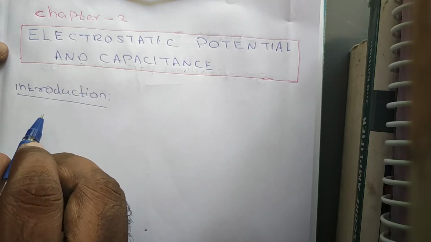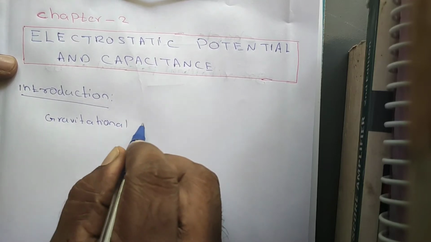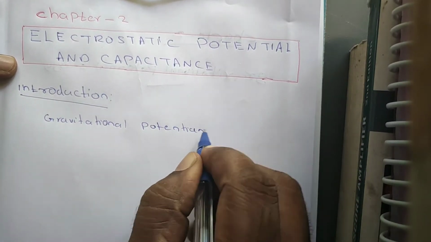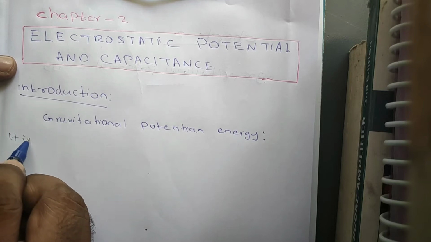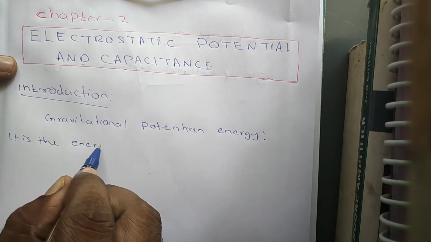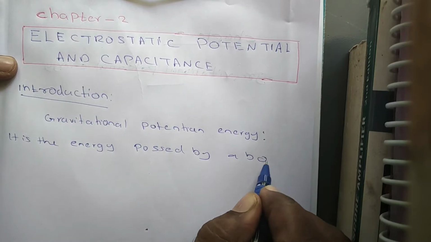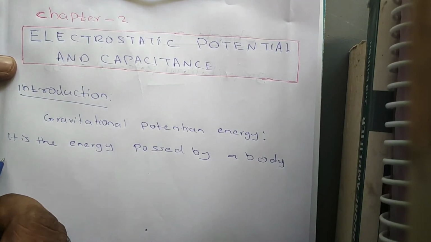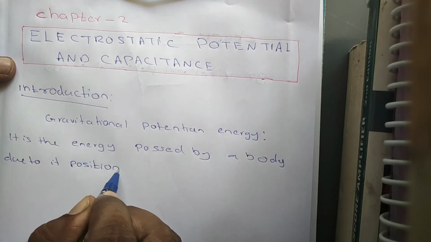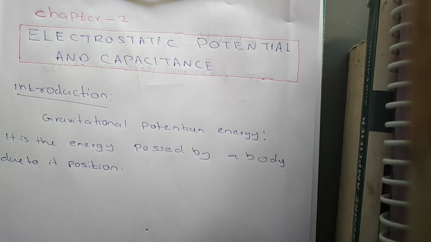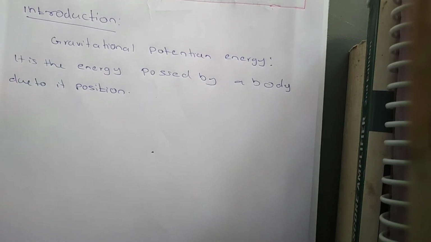What is gravitational potential energy? Gravitational potential energy is the energy possessed by a body due to its position. So how a body gets gravitational potential energy due to its position, we will see.